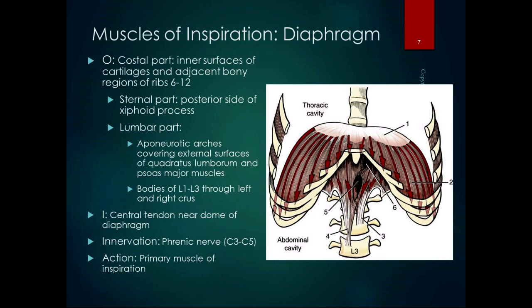It inserts on the central tendon near the dome of the diaphragm. So you can think of the diaphragm as being a big dome with a central tendon coming down from the middle of the dome. So when the muscle contracts, it pulls the dome down, increasing the size of the thoracic cavity. It's innervated by the phrenic nerve, which is C3 to C5, and it's the primary muscle of inspiration.